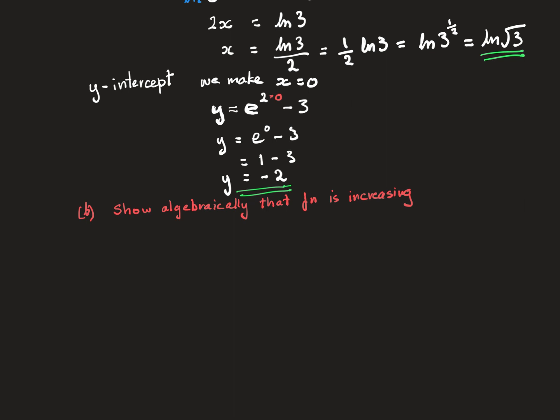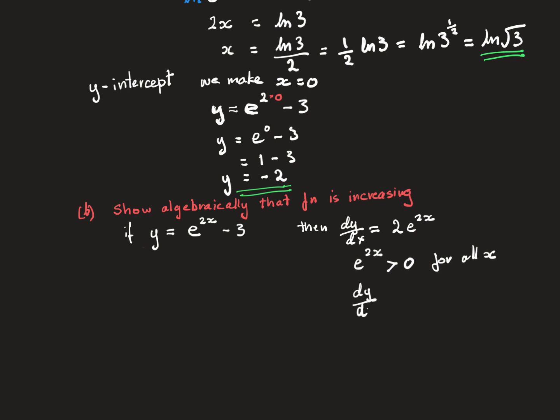Next, we have to show algebraically that the function is increasing. To show that its slope is increasing, that means its derivative is positive. So dy dx is going to be 2e to the 2x. Now, e to the 2x is always greater than 0 for all x. So that means that dy dx must be always greater than 0 for all x. And therefore, we can conclude that the function is increasing.